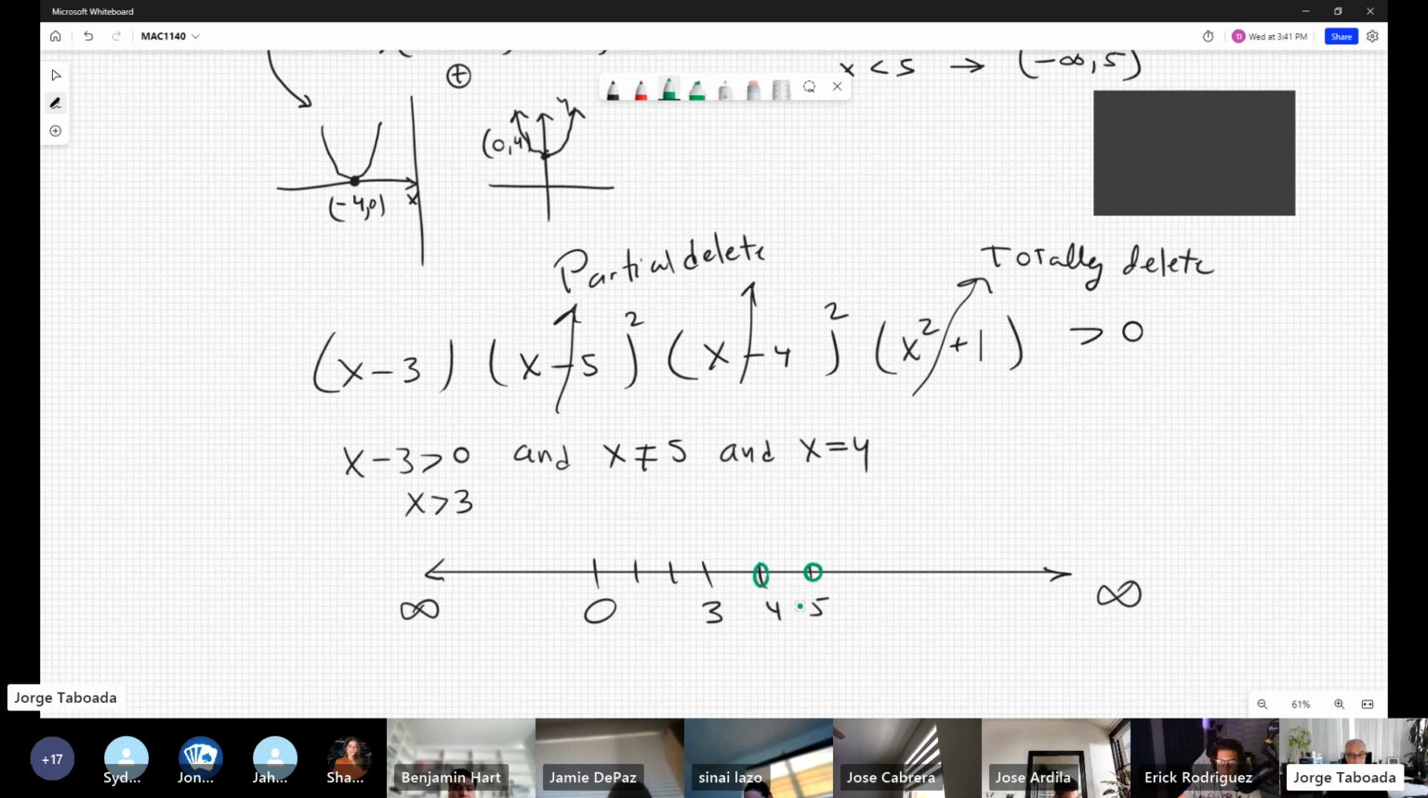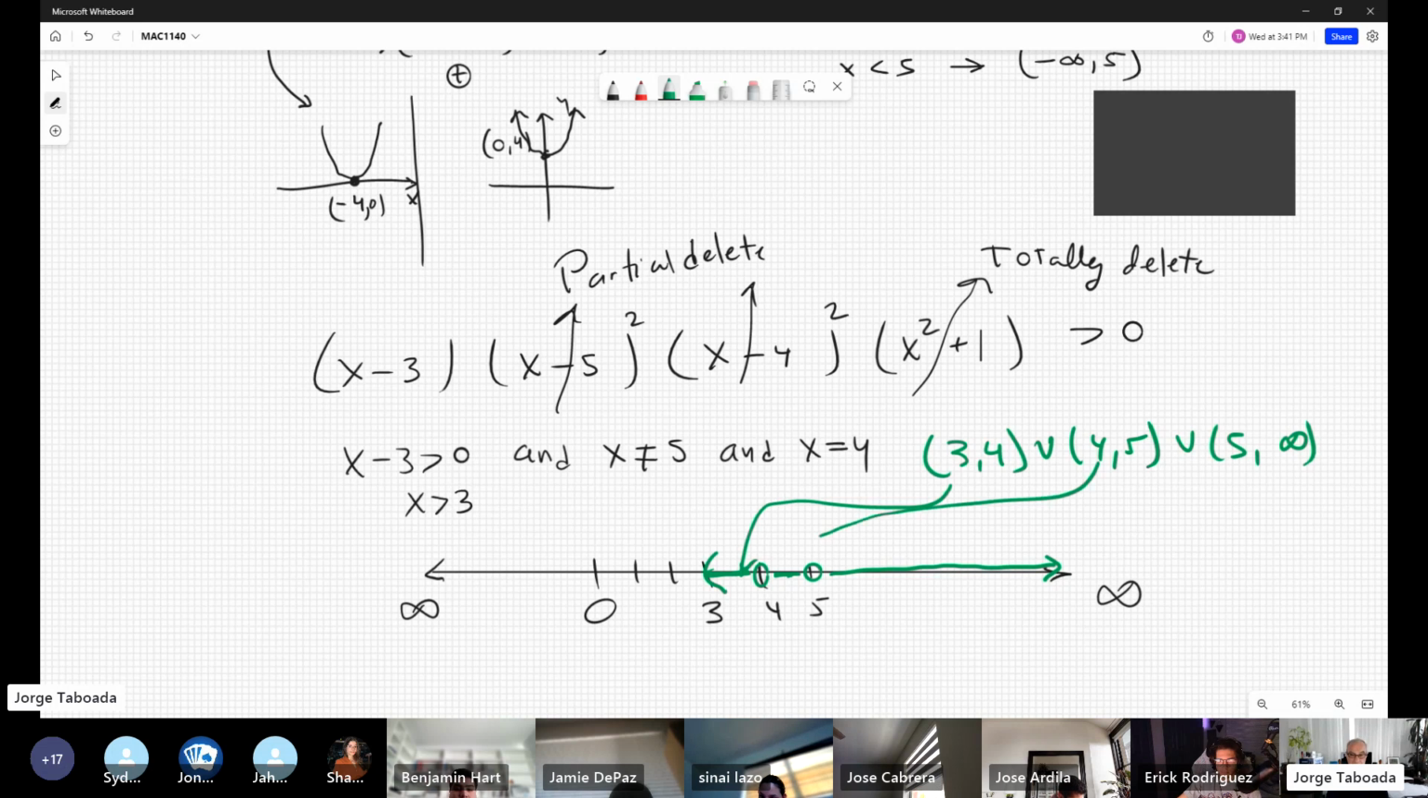And the rest is okay. Parentheses, no bracket, no, because no equal. That part is okay, that part is okay, that part is okay forever. So my famous final answer in interval notation is parenthesis 3, 4, parenthesis union, 4, 5, union, 5, infinity, and that's it. 3 intervals. This is this, and this is that. Super clear or super confused?